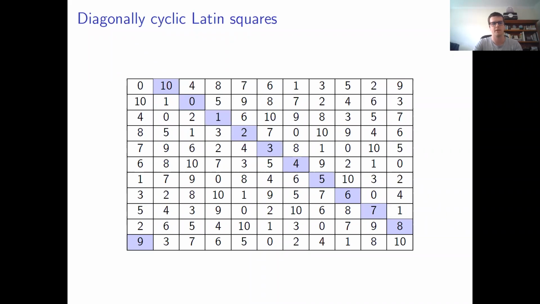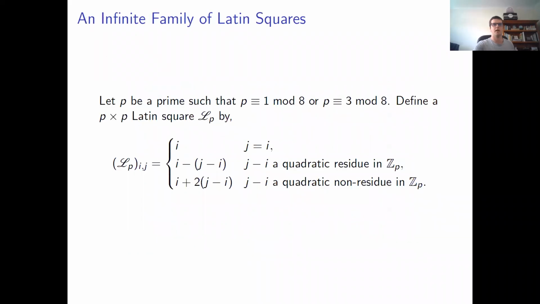So the highlighted cells on this square here are a broken diagonal of this square, and you can see that the symbols form a sequence of consecutive integers modulo 11. And so now I'll define the family which we studied. Let p be a prime which is 1 or 3 mod 8, then define a p by p Latin square, which we call L_p, by the formula on the screen. And we note that by a result of Wanless, we know that these are well-defined Latin squares. The example of a Latin square on the previous slide was the square L_11.